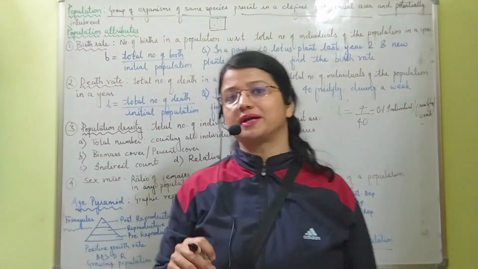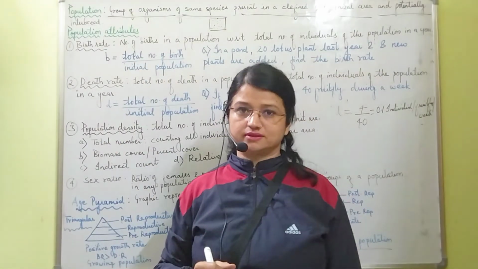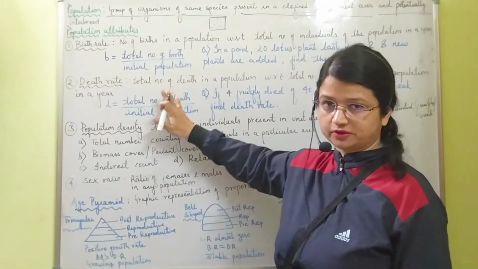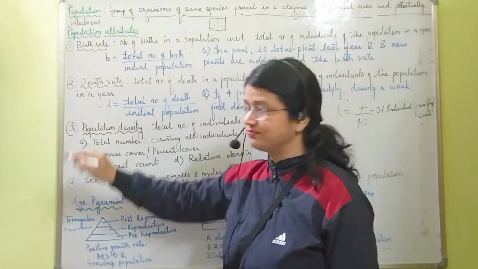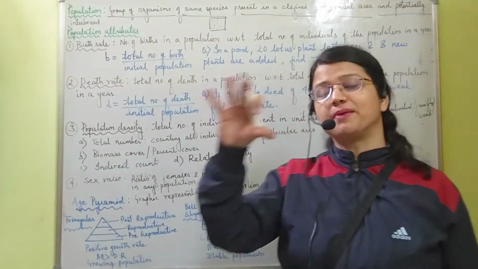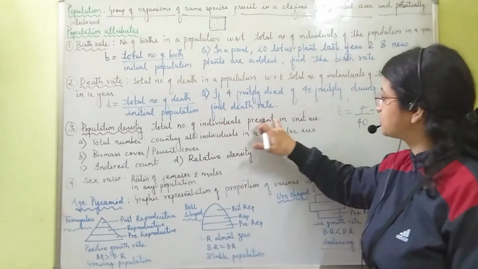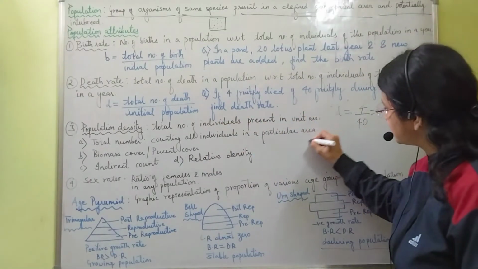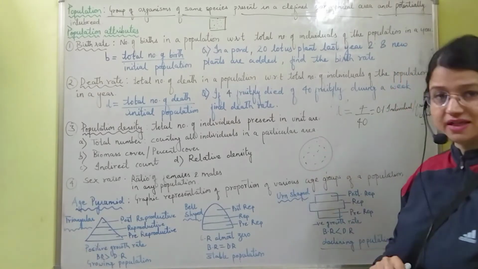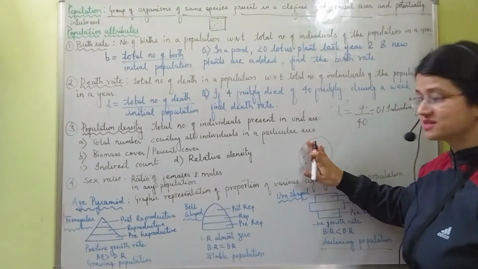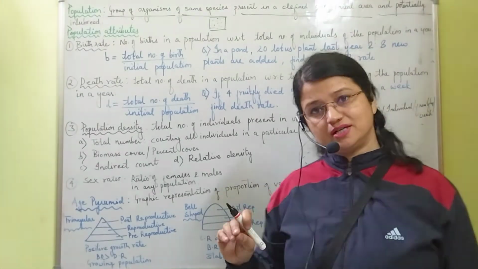My dear students, you can get any type of numerical on birth rate or on death rate. So you should know the formula to solve it. The next one is population density. Population density means the total number of individuals living in an area. Clear? The total number of individuals present in a unit area. Suppose this is an area and these are the individuals which are present in that area. So how many individuals are living in that unit area? That will be called population density.